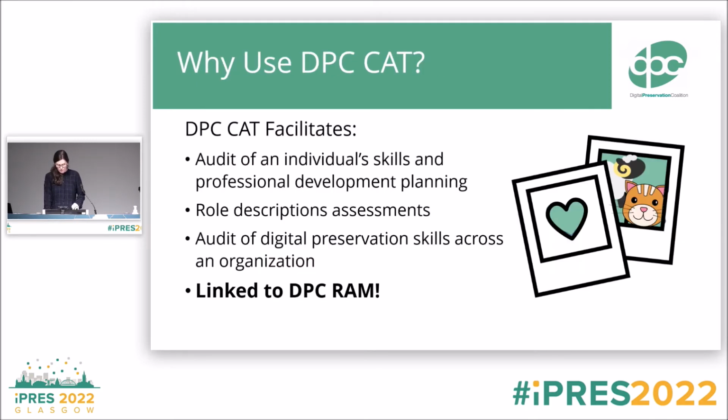So why use DPC CAT? Well, it helps facilitate those practical audits of your individual skills or that of an organization. Not only that, it helps in 3 particular ways. So you can look at your own skills and professional development planning, or have it be done by a colleague to audit their skills. You can also use it to look at current role descriptions or other role descriptions and compare the skills listed there to your own.